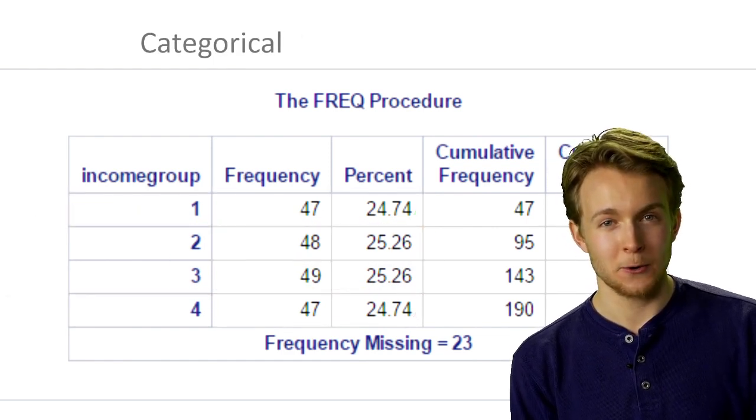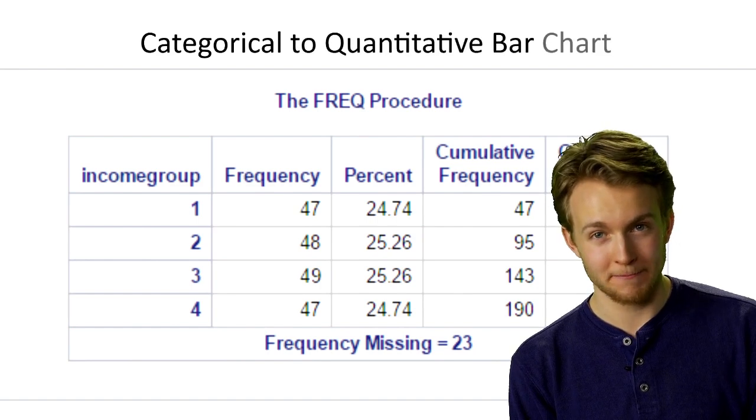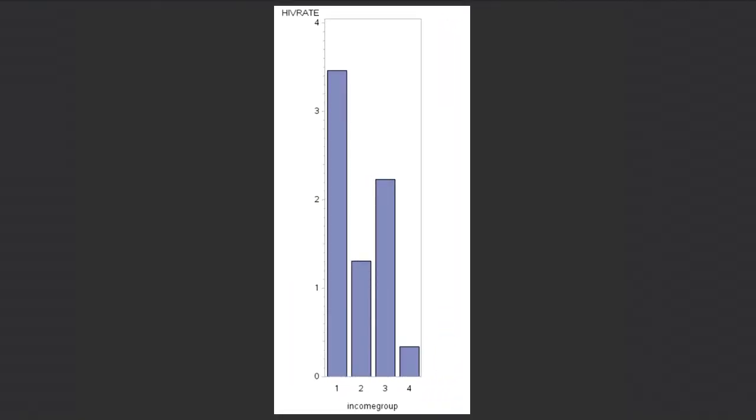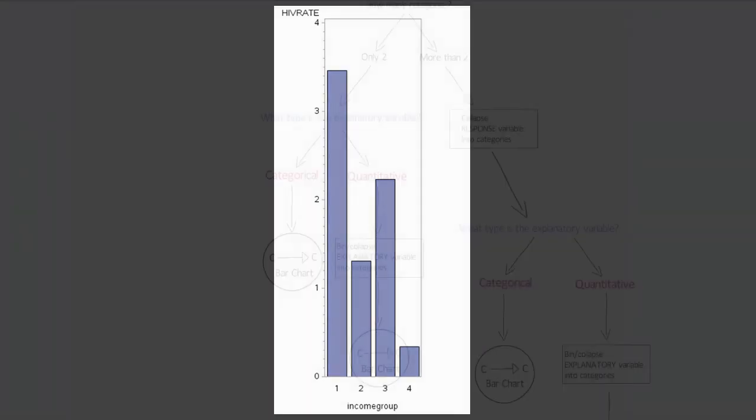That is, the categorical to quantitative bar chart. While we can see clear differences in HIV rate based on income per person within countries, the relationship does not seem to be linear. Although we might have expected a negative linear relationship, that is, increases in HIV rate with decreases in income group, you can see in this graph that income group 2 falls outside of this pattern.